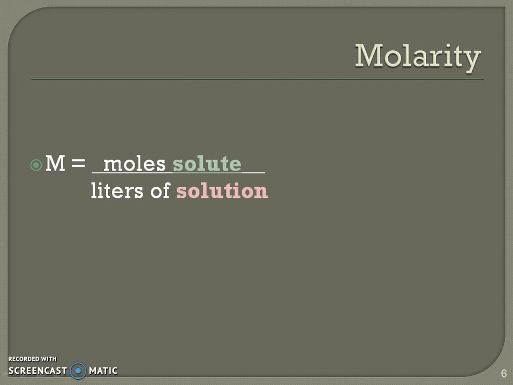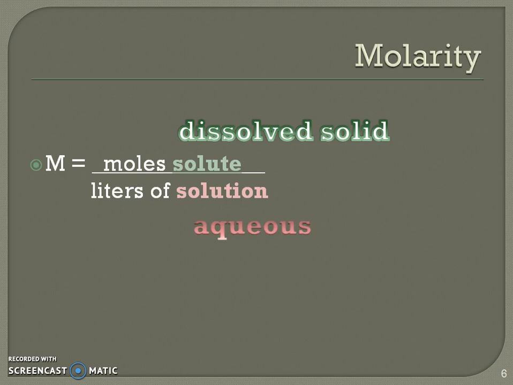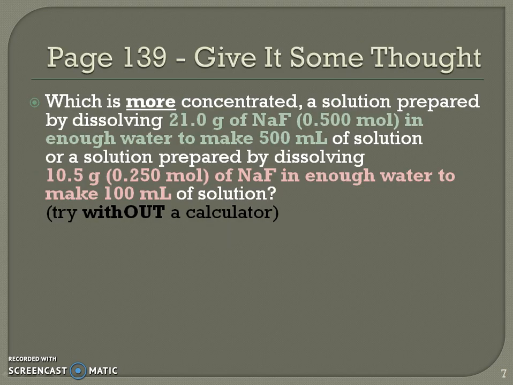So what is molarity? Well, the units for molarity are moles per liter, and we usually say it's moles of the solute, that's the dissolved solid, in liters of solution. Remember, that's the aqueous, that's the solute dissolved in a solvent, right? That's that homogeneous mixture. Give it some thought, pause, and see if you can do this without a calculator.